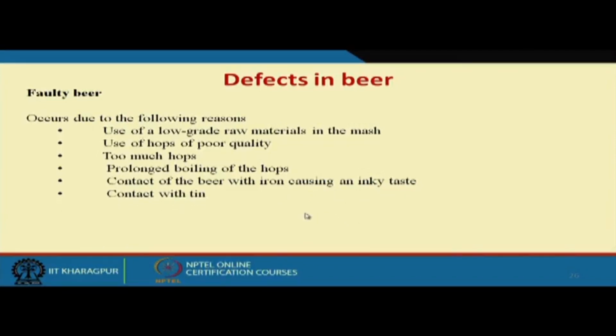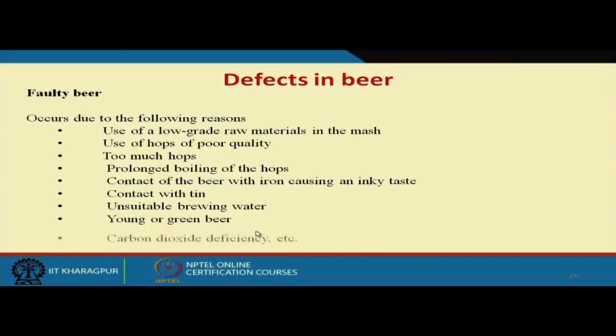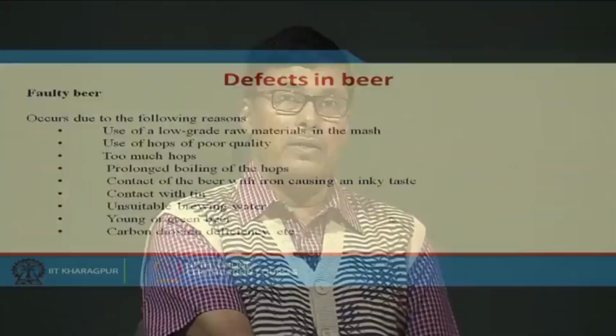Then contact with tin is also a problem. Then if unsuitable brewing water is used, if the quality of the water is poor, that also causes faults in beer. Young and green beer is also due to the formation of that. Carbon dioxide deficiency also causes defects in beer. So there are different defects in beer that we have.